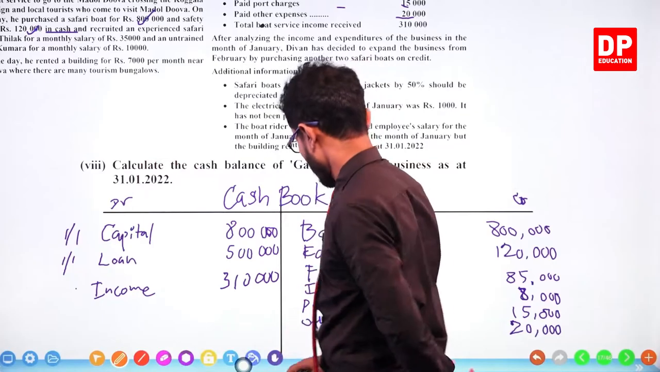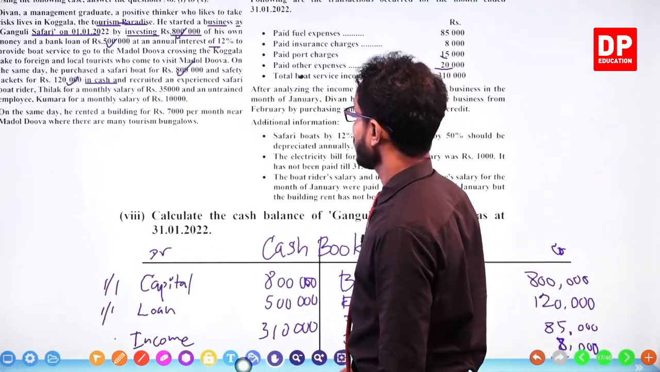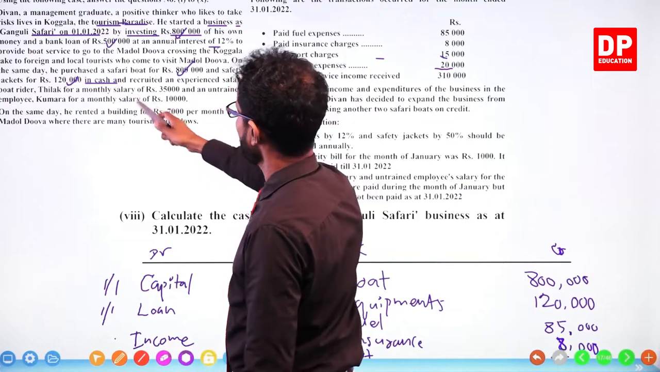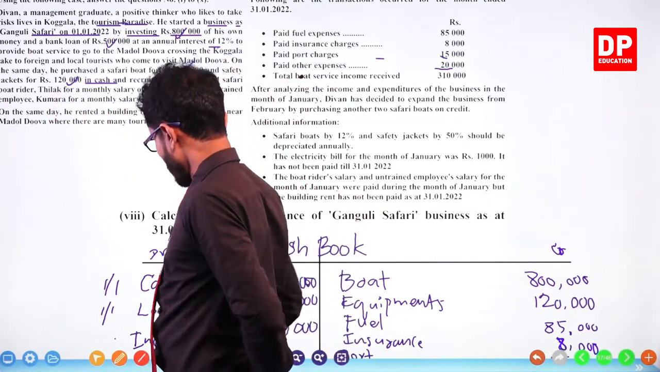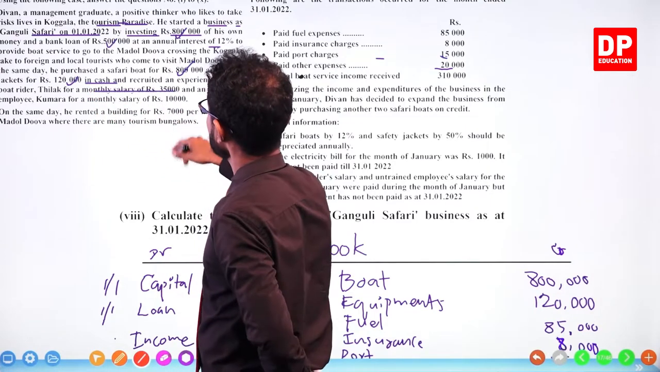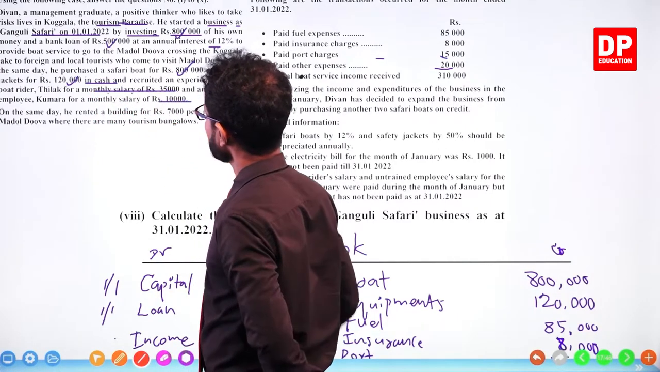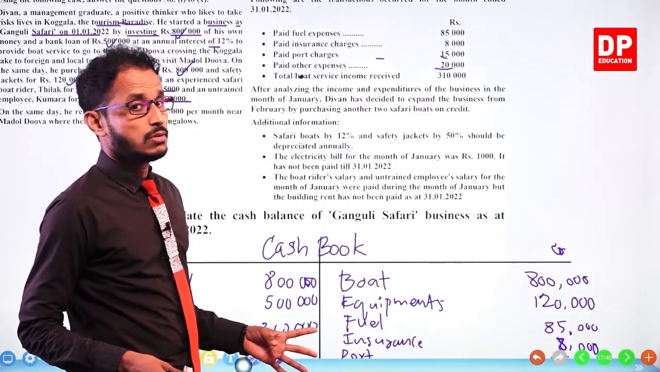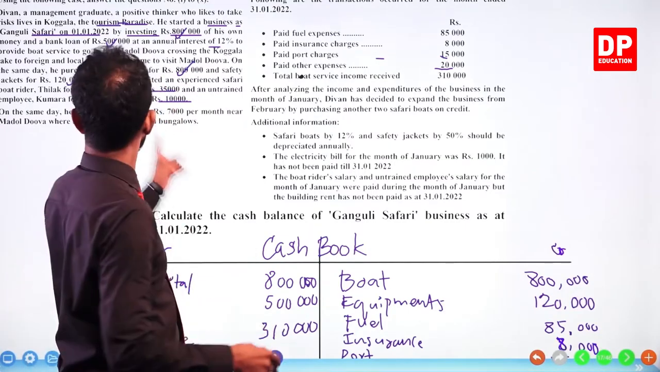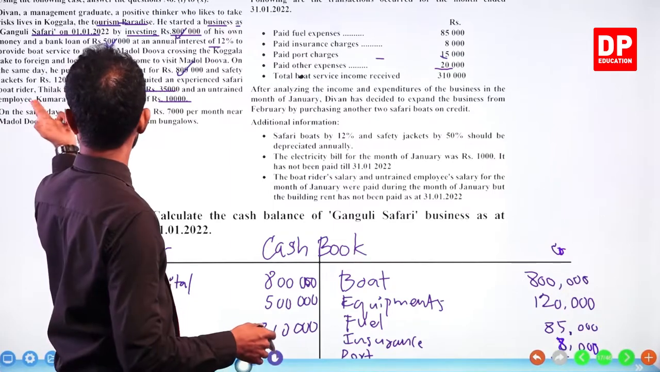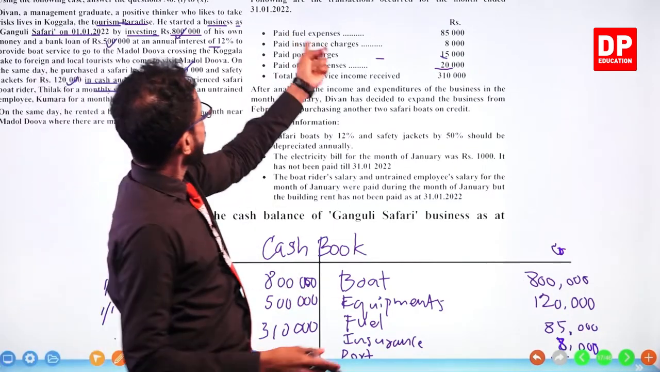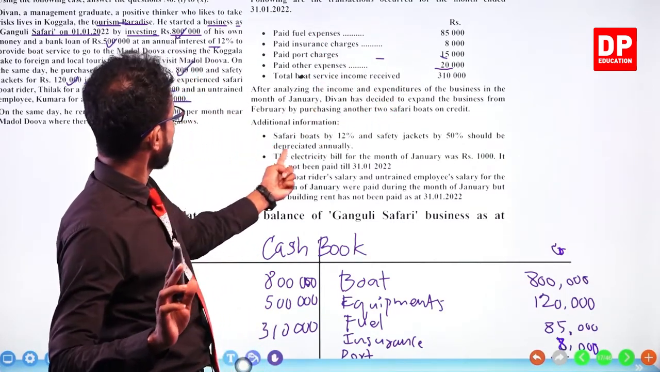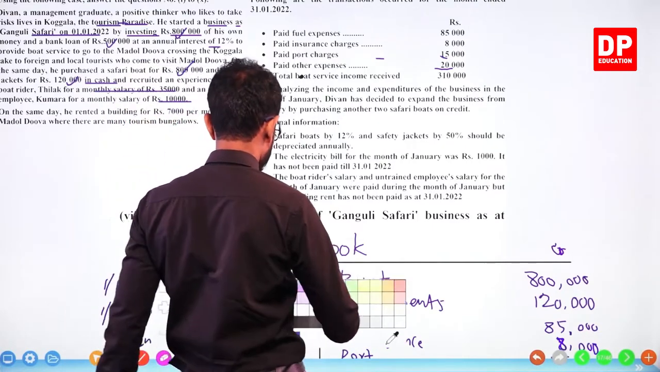Okay. So we have to check whether there are any other payments. All recorded. But did you check whether the salary 35,000 and Kumara salary 10,000 are paid? Have to check. Monthly salary 35,000 for Tilak, Kumara 10,000. They are not mentioned here. Nothing about salaries. But additional information is mentioned.